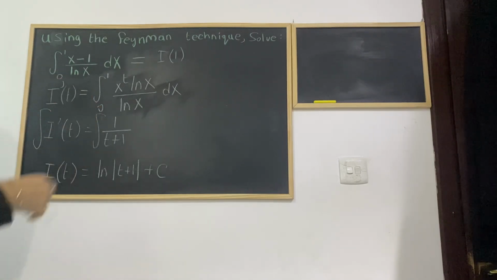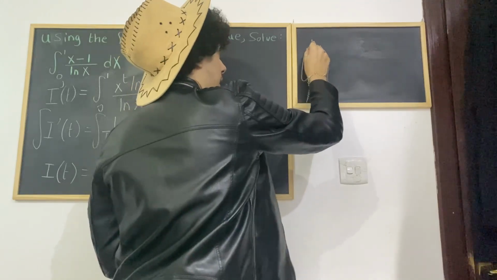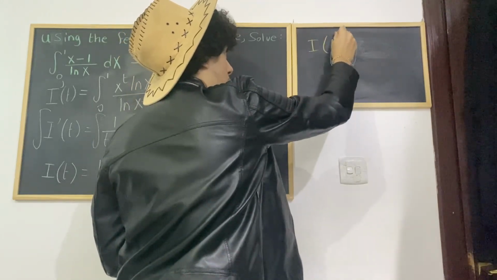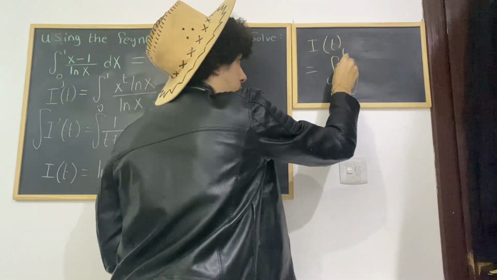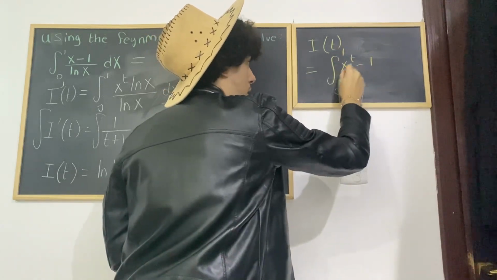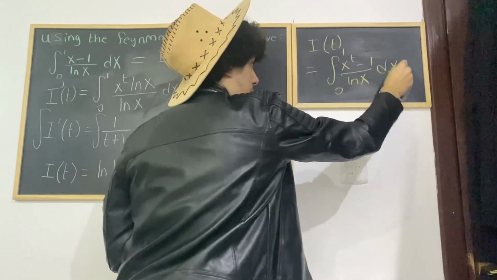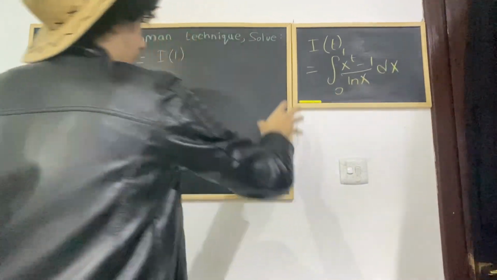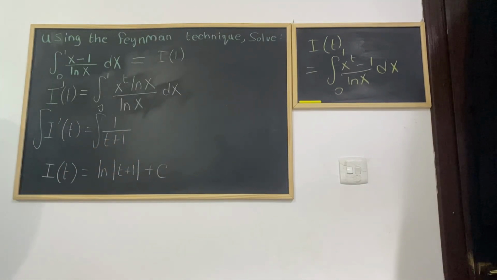But let me go to the small board here because I want to remind you of something. So, recall that I of t was equal to the integral from 0 to 1 of (x^t - 1) over ln x dx. So, if these two functions here are both equal to I of t, why don't we equate both of them to each other and take t as 0 to find what c is?